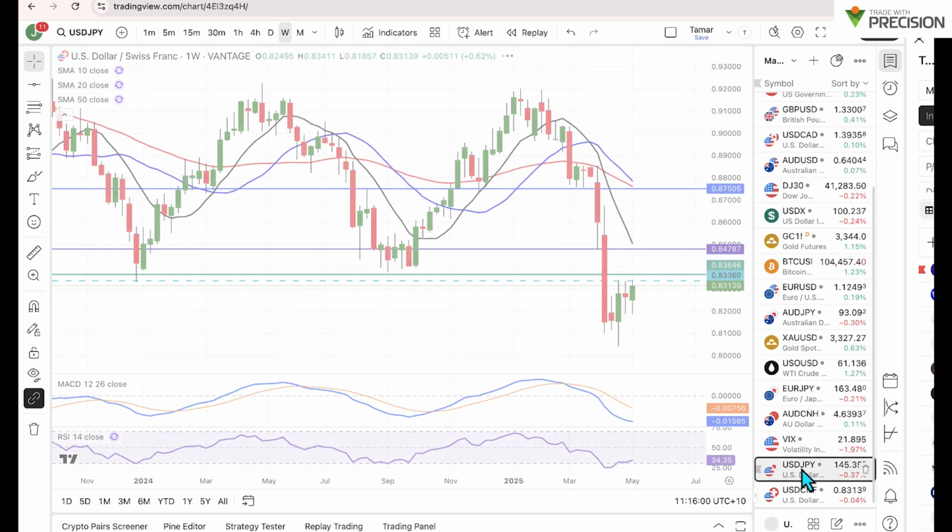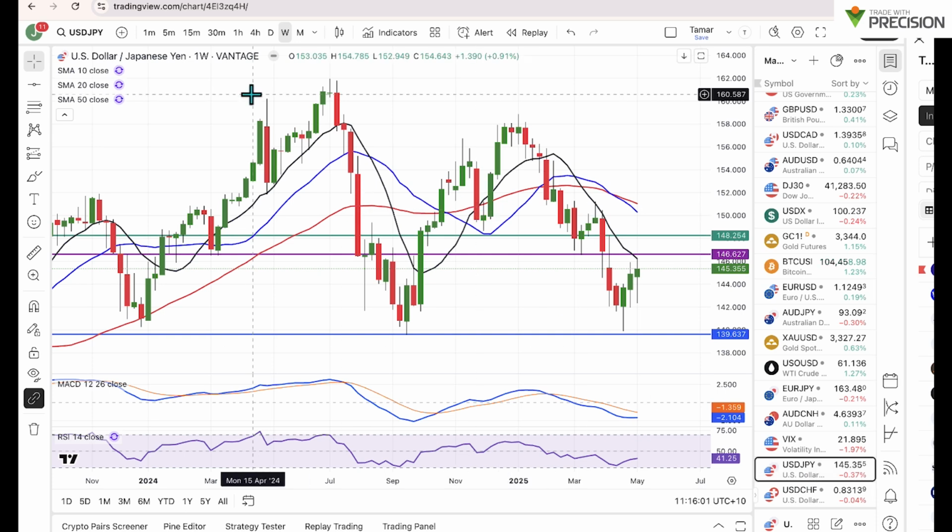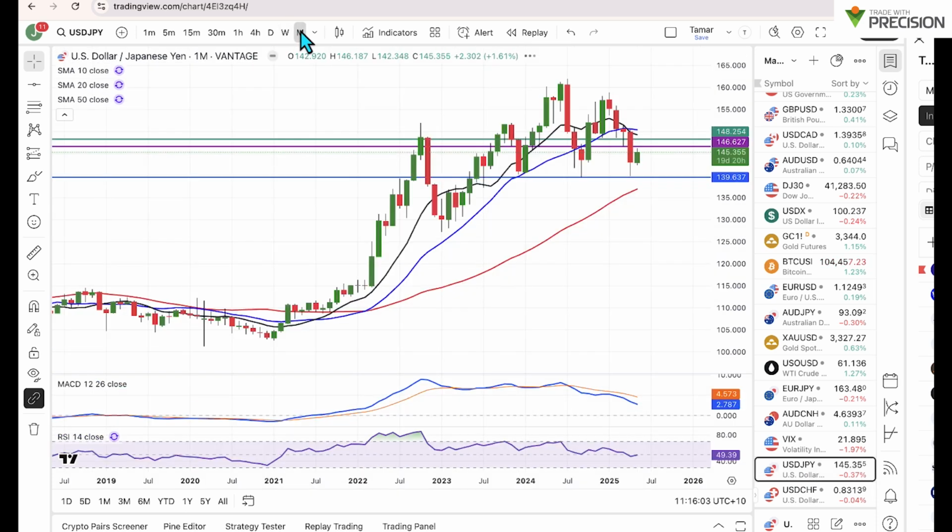Next, I want to take a look at the chart of dollar yen. I want to start here from the monthly chart, and we can see very clearly on the monthly we printed a lower high. But what we've done here is actually a higher low. We also came close to the previous low and bounced above. We still have the momentum indicator here pushing to the downside.